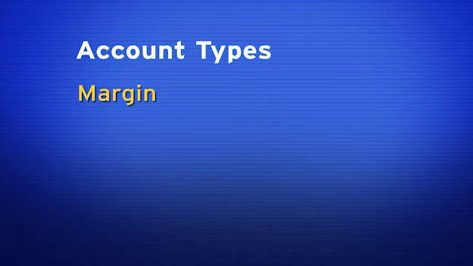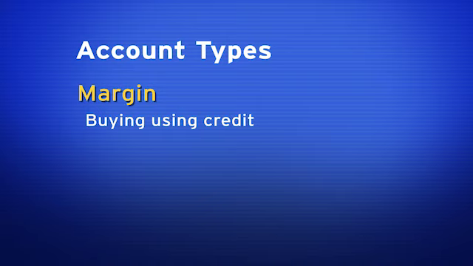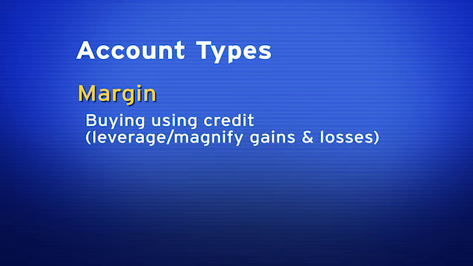Now let's look at margin accounts. With a margin account, an investor can buy using credit. They can buy using borrowed money. This allows the investor to buy using someone else's money. This is leverage. Using leverage will magnify our gains. It also magnifies our losses. So margin accounts are considered to be more speculative than cash accounts.